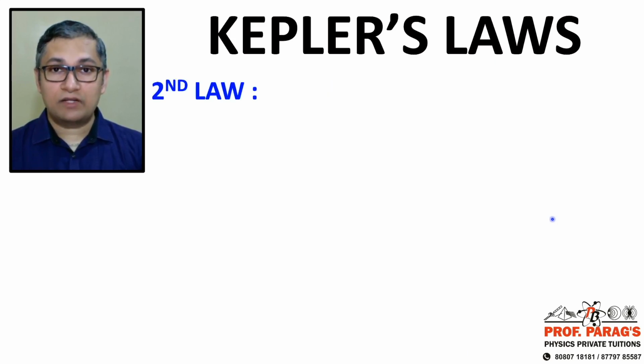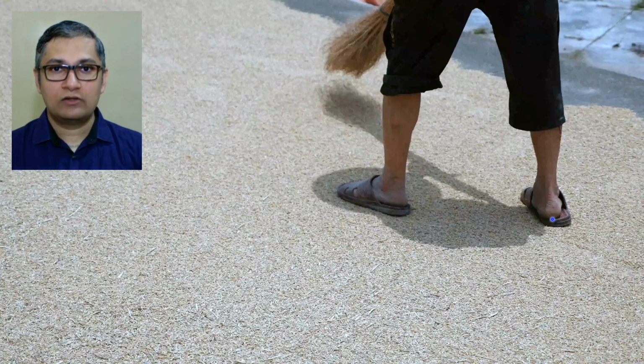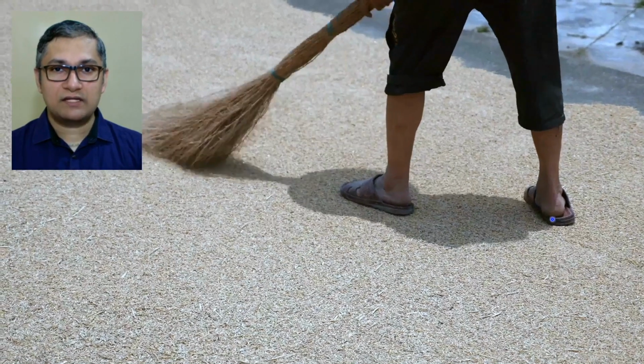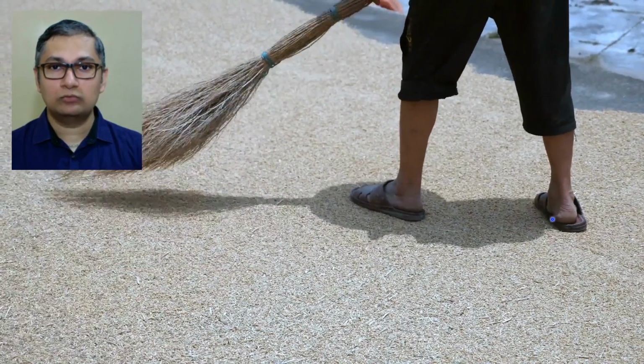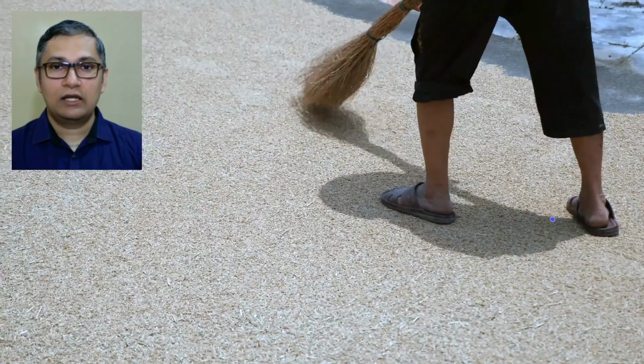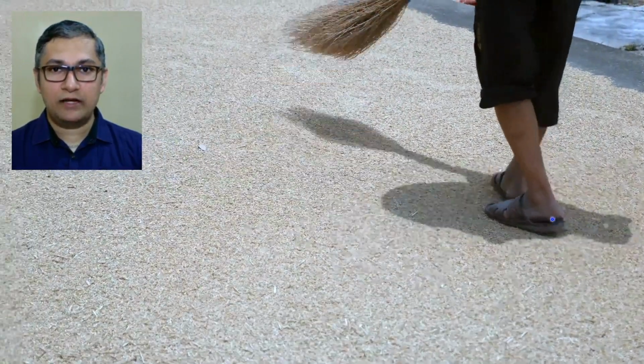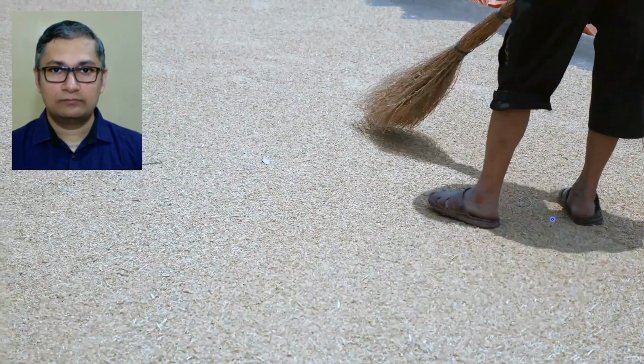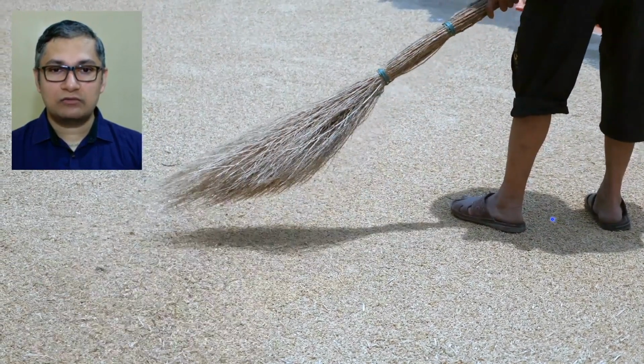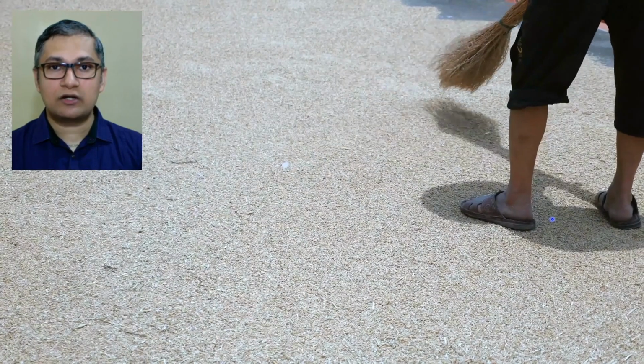Then Kepler's second law. Now this second law is actually more interesting. So before we understand the second law, let's understand something about brooming or sweeping. You can see this person here, he has a broom, jhadu, in his hand. And what is he doing? You can see he's sweeping the ground. And this motion, what he's doing with this broom, is called sweeping.